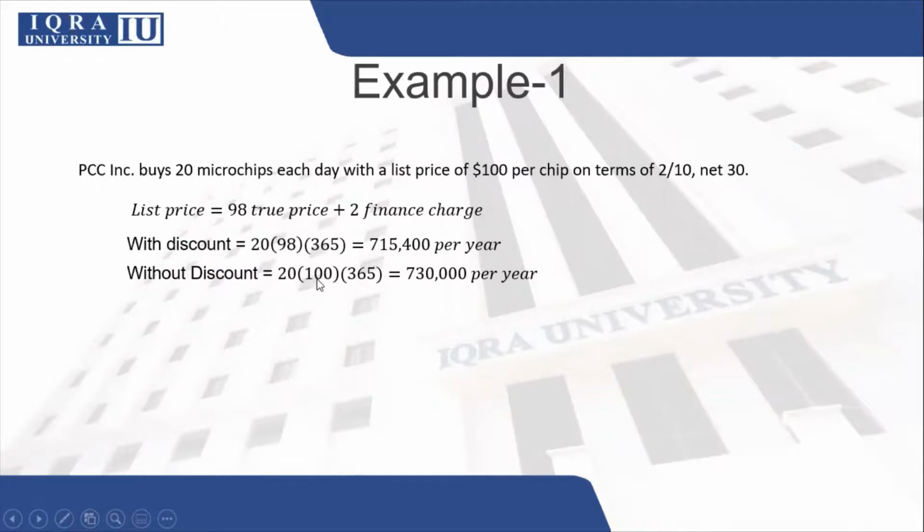Then without discount, that would mean that you will have to purchase it at 100, and you will be taking on the extra credit. So you will be paying within 30 days, but not during the first 10 days. But in that case, you will have to pay the complete 100 and multiply it by 365. This gives you 730,000 per year. So if you take the discount, if you pay within 10 days, this will be your cost. But if you do not take the discount and you pay after the 10 days, then you will have to bear this expense. You can see that it is higher.